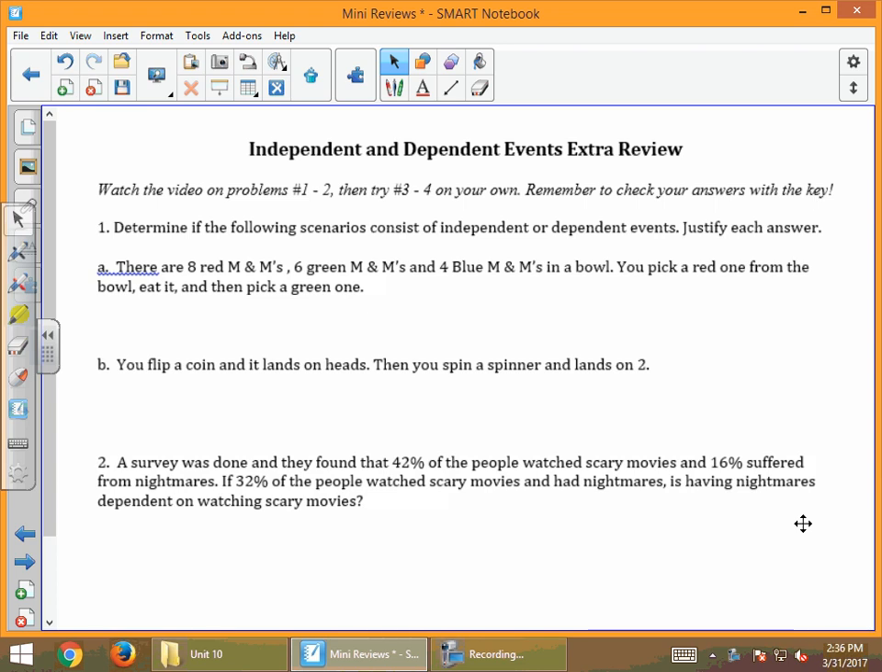If we take a look at number 1, we want to determine if the following scenarios consist of independent or dependent events. We want to justify our answer. So we look at A. It says there are 8 red M&Ms, 6 green M&Ms, and 4 blue M&Ms in a bowl. You pick a red one from the bowl, eat it, and then you pick a green one.